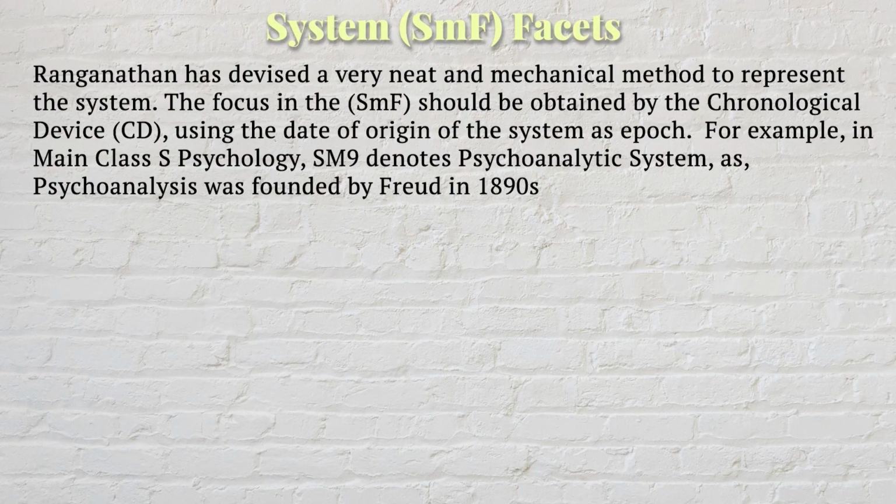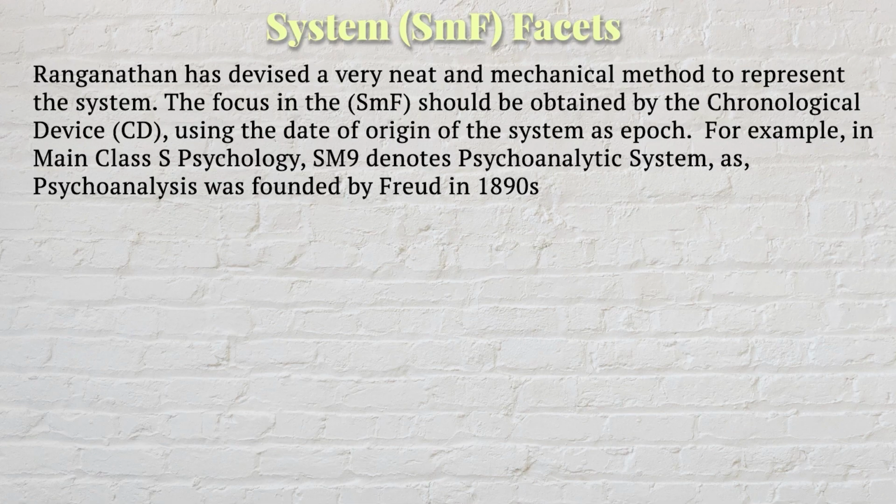Ranganathan has devised a very neat and mechanical method to represent the system. The focus in the system facet should be obtained by the chronological device using the date of the origin of the system as epoch. For example, in main class psychology, SM9 denotes psychoanalytic system, as psychoanalysis was founded by Freud in 1890s. So, S is the notation for psychology, and its system, psychoanalytic system, is denoted by M9.